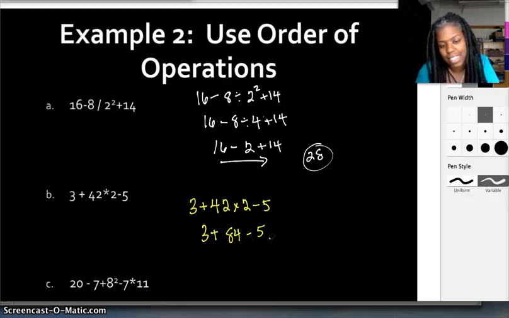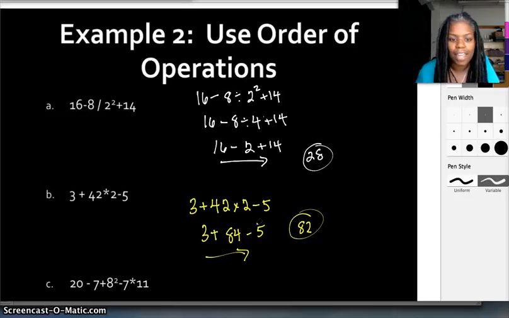Again, precedence. There's no precedence between addition and subtraction. They are equivalent operations. So I'm going to go from left to right. 3 plus 84 is 87, and then when I subtract 5 from 87, I do believe I get 82. And that's my answer there.